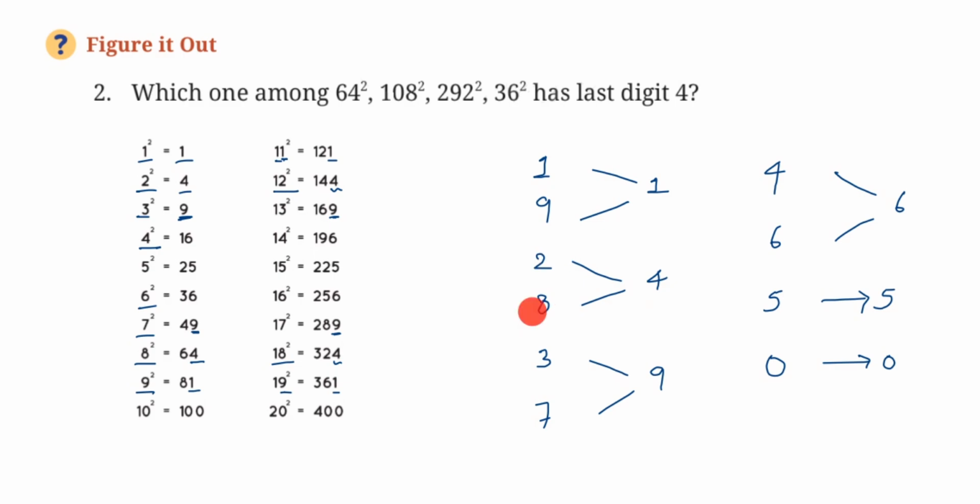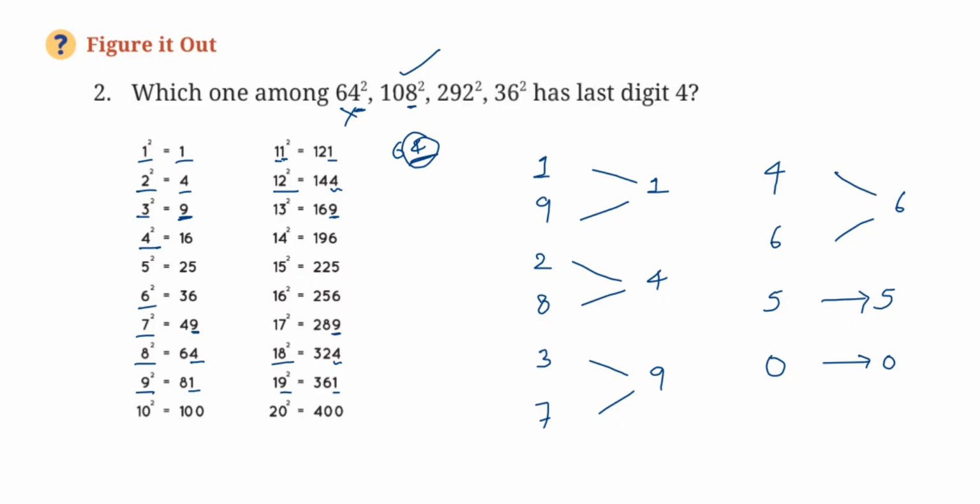Now here we have 4 numbers. The first number is 64 squared. The last digit is 4. For 4, the square will always end with the last digit 6. So therefore 64 is not the number. Next we have 108. We have 8 here. So remember, what is 8 squared? 8 squared is 64. So we have 4 at the end, right? So 108 is the number. 108 squared will have a last digit 4.